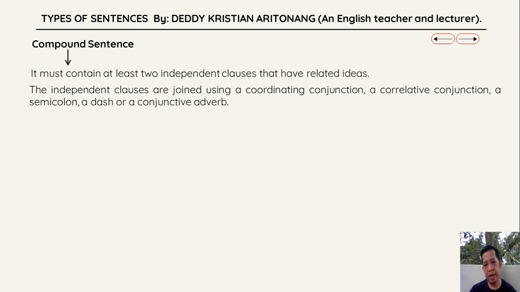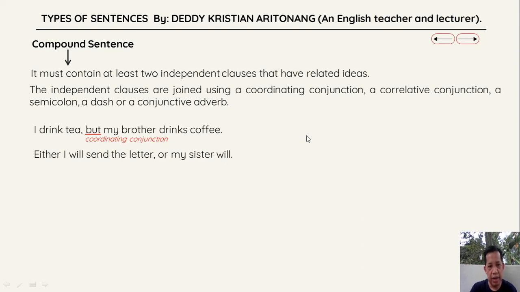or related to each other using a coordinating conjunction, a correlative conjunction, a semicolon, a dash, or a conjunctive adverb. To exemplify, I have the sentence here: I drink tea, but my brother drinks coffee. This is one sentence only, and this single sentence consists of two independent clauses. I drink tea is an independent clause. My brother drinks coffee is also an independent clause. The word but in this sentence is called a coordinating conjunction. Okay, so this is a compound sentence.